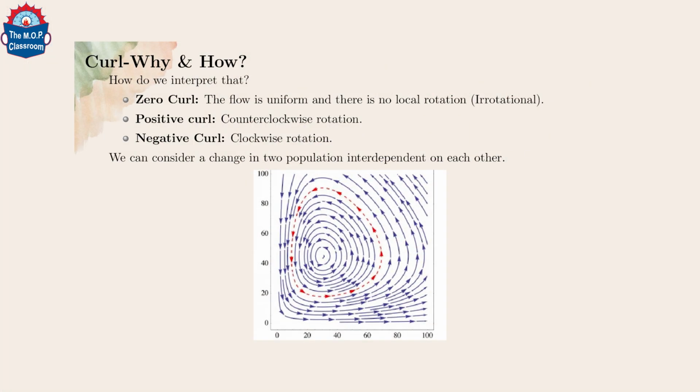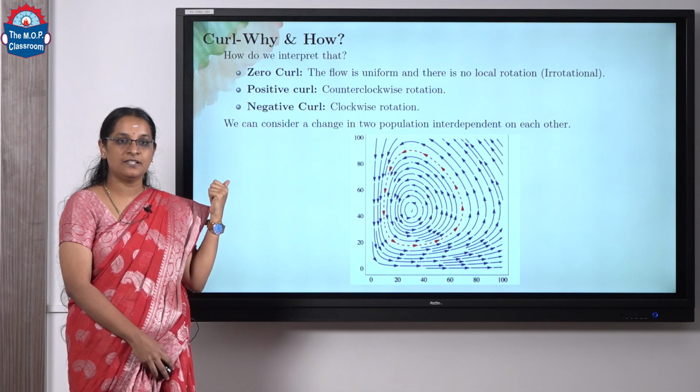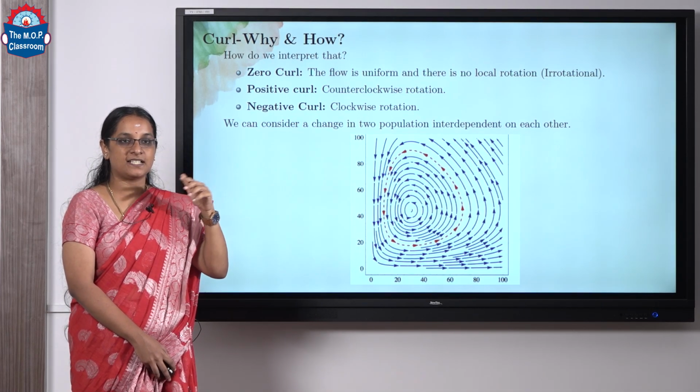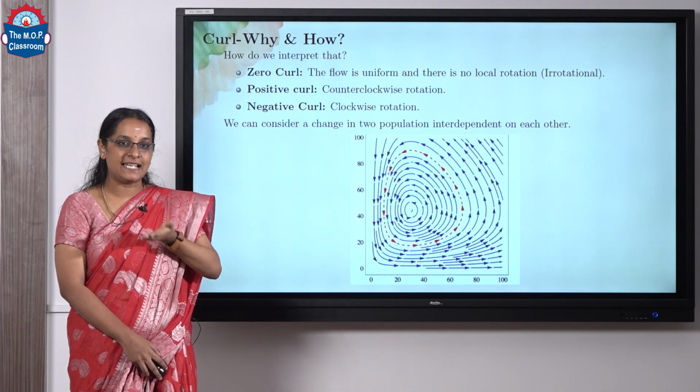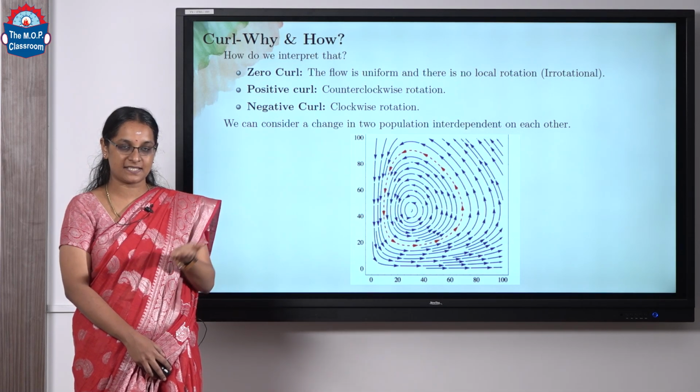Let's look at how we categorize the flow based on the curl. Again, it can take a positive value, a negative value, or a zero value. When it takes a positive value, we expect the curl to turn counterclockwise, that is, the rotation happens in the anti-clockwise direction. There is a rotation, and that rotation is in the anti-clockwise direction.